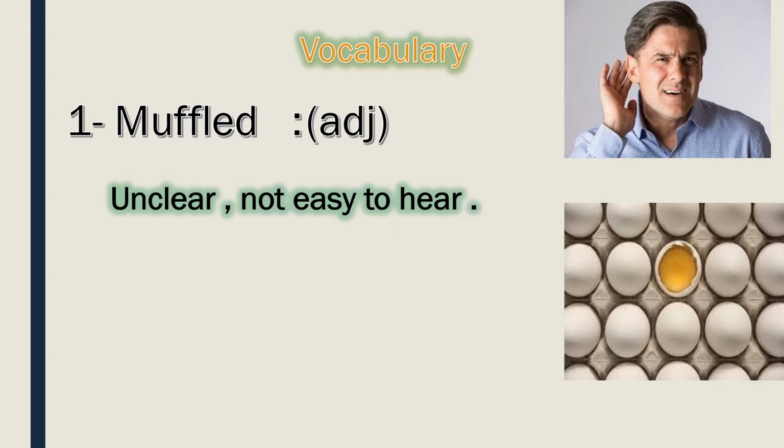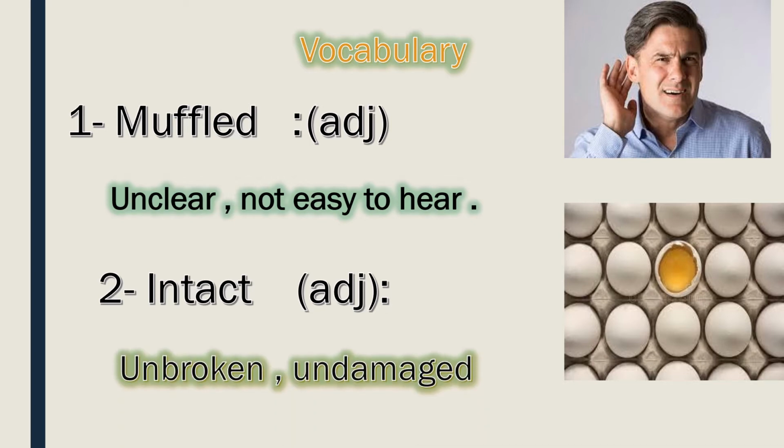Again, look at the first picture. When we say muffled sound, it means unclear or not easy to hear. Now if I ask you what is the opposite of broken يعني broken مكسور عكس broken اللي هي intact بمعنى excellent سليم أو غير مكسور. So intact means unbroken. خلينا ناخذ عكس broken اللي هي unbroken or undamaged. Okay, so again muffled adjective that means unclear or not easy to hear, and intact is another adjective that means unbroken or undamaged.